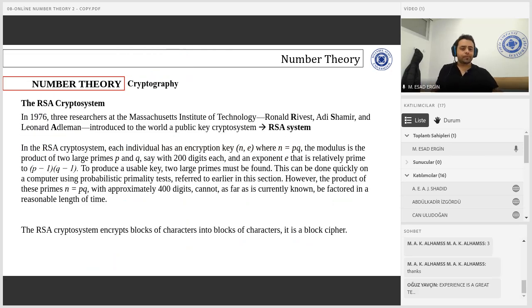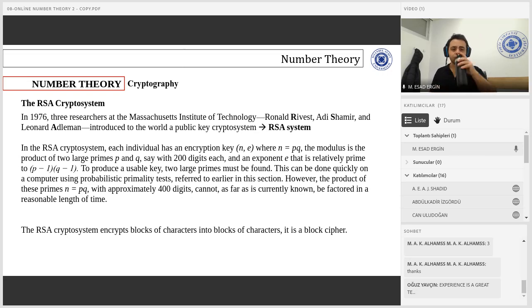So at first, we are going to see the RSA crypto system, which is commonly used by cybersecurity systems, especially in 1976. There were three researchers at MIT, Ronald Rivest, Adi Shamir and Leonard Adleman. They introduced to the world a public key crypto system, which is the RSA crypto system.